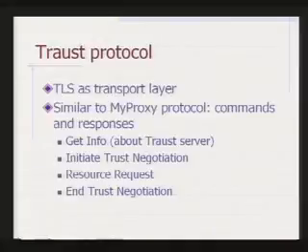So the protocol that the software entities were using to talk to each other during the demo was on top of TLS. TLS was the transport layer. The protocol is a lot like the MyProxy protocol that's used in the grid security infrastructure. It's a very simple protocol where people send commands to each other and they get back responses. And in our case, there are only 4 important types of commands. There's a get info command, which you can use to get metadata about a server. There's an initiate trust negotiation command, and then the negotiation goes on until you send an end trust negotiation command. And as part of the negotiation, you may say what resource you want to access, and that's the resource request command. So a very simple protocol wrapped around TrustBuilder software.